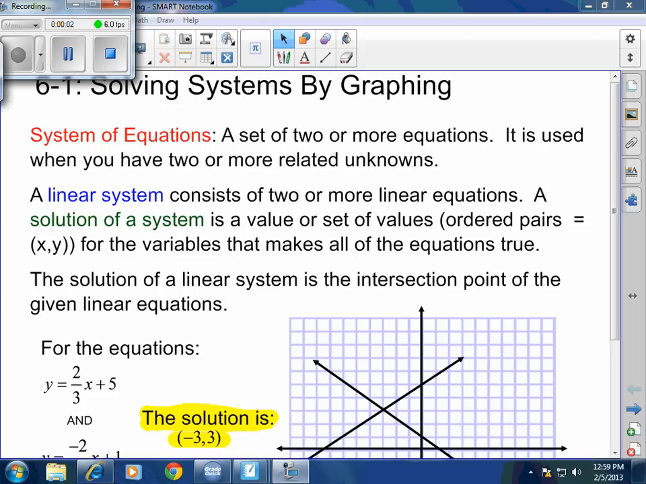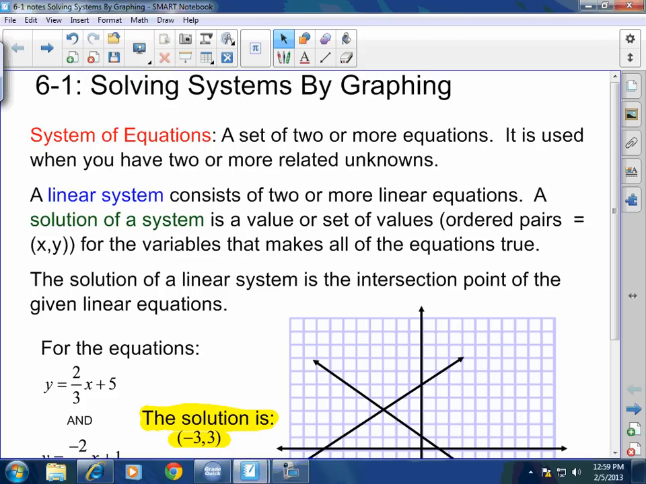Okay, guys. So today we're moving on to chapter 6, and today we're going to be talking about solving systems by graphing. In order to solve a system by graphing, we have to know what a system is. A system of equations is a set of two or more equations. Any equations. They can be linear, quadratic, cubic, absolute value. Doesn't matter. A system of equations is just a set of two or more equations, period. And it's used when you have two or more related unknowns.